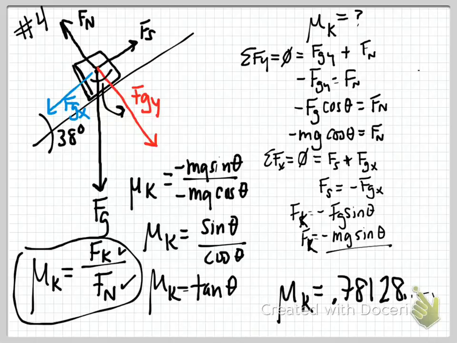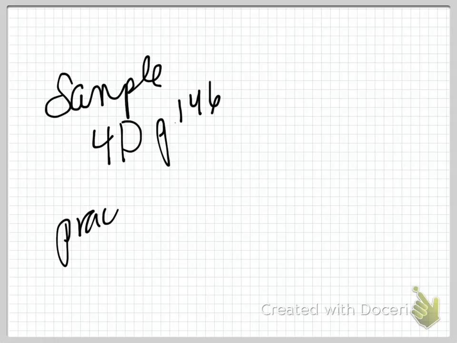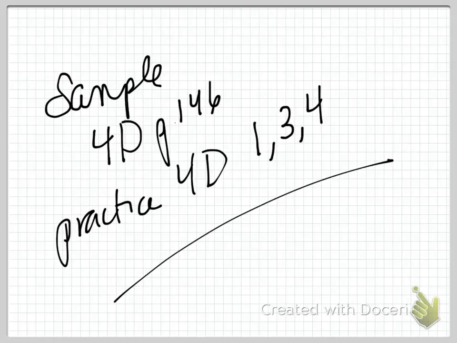Okay, so more 4C work on your own. If you do not have school, if there is a snow day on Thursday 2/5, you are to go through sample problem 4D, page 146, and get started on practice 4D, numbers 1, 3, and 4 on your own. We'll start on the worksheet together. Okay, that's it.